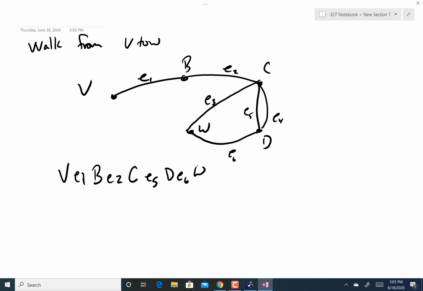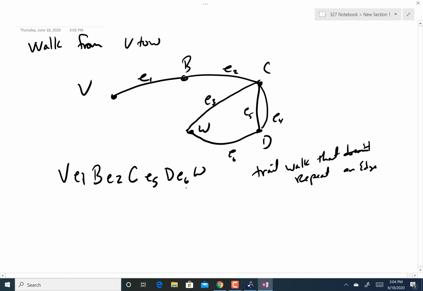A trail is a walk that does not contain a repeated edge. So a trail is a walk that doesn't repeat an edge. Okay, so did we just do that? This one actually, I didn't repeat an edge, so that is also a trail. A path is a trail that does not repeat a vertex.